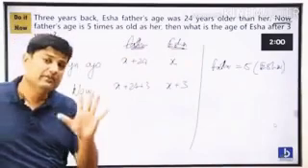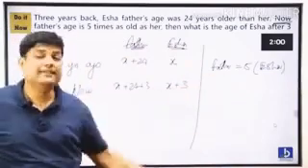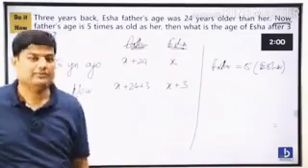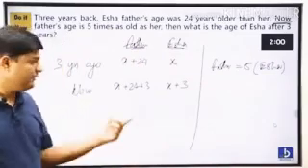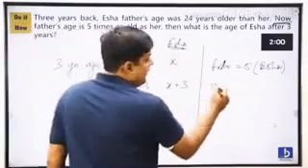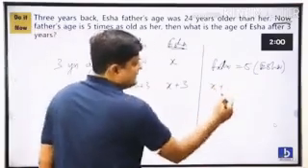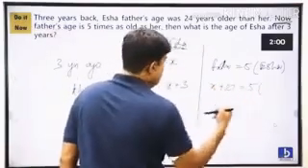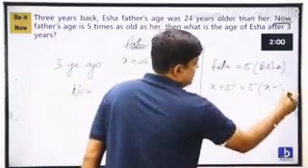How many times? 5 times. When? Now. Do you have now data? Yes, you have now data. So just try to substitute here. X plus 27 is equal to 5 times of X plus 3. That's it.